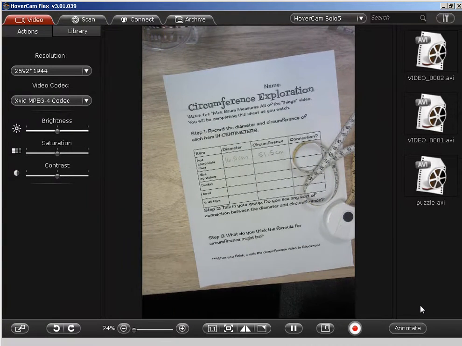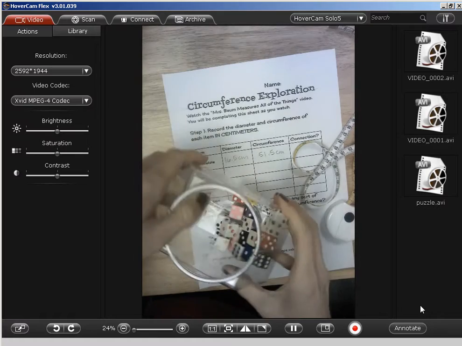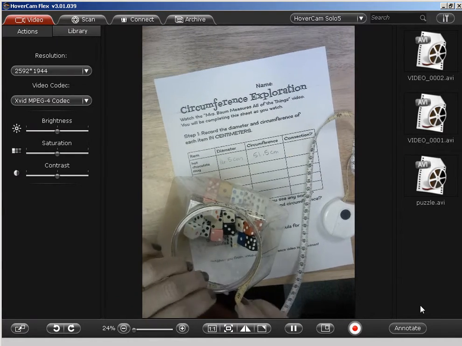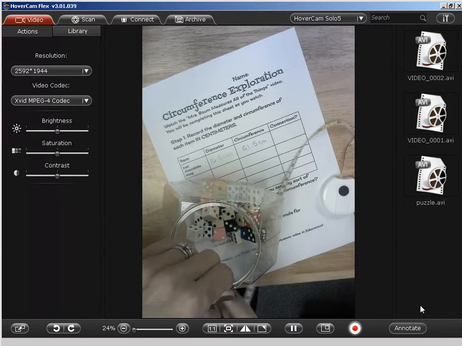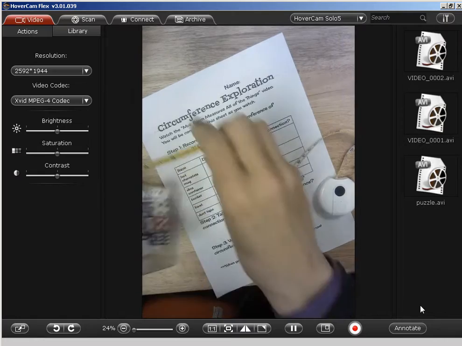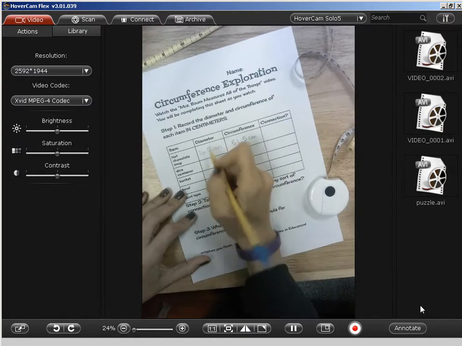The next item is the dice container. The circumference of the dice container lid is 26 centimeters.